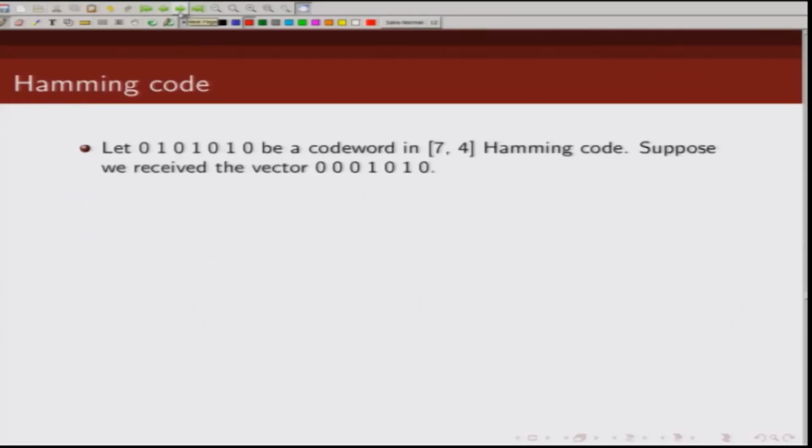So, let us take an example. Let us say this is a code word for this 7-4 Hamming code, and let us assume that a single error has happened and this bit got changed from 1 to 0. Now, given this received sequence, I am interested in finding out what is my estimated code word. First of all, I am interested in finding out whether an error has happened or not, and if the error has happened, I am interested in correcting that error.